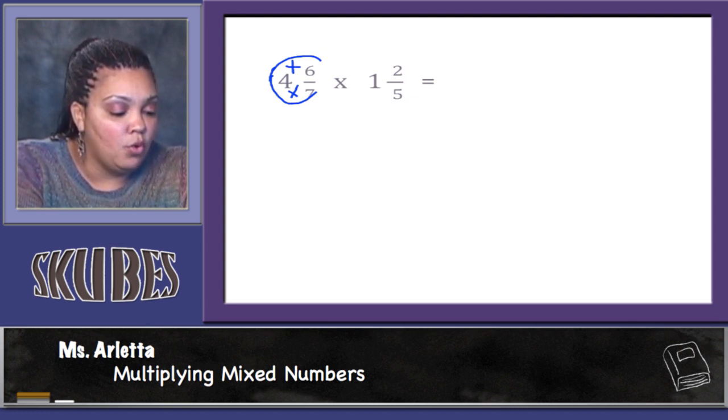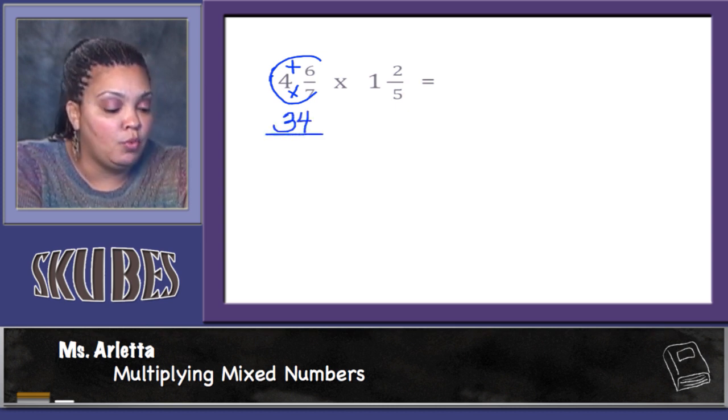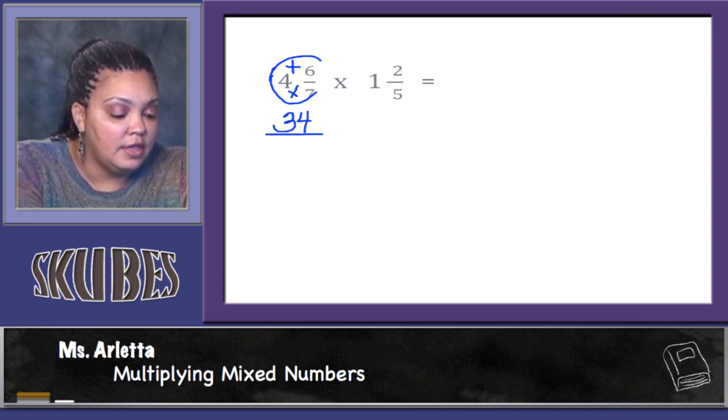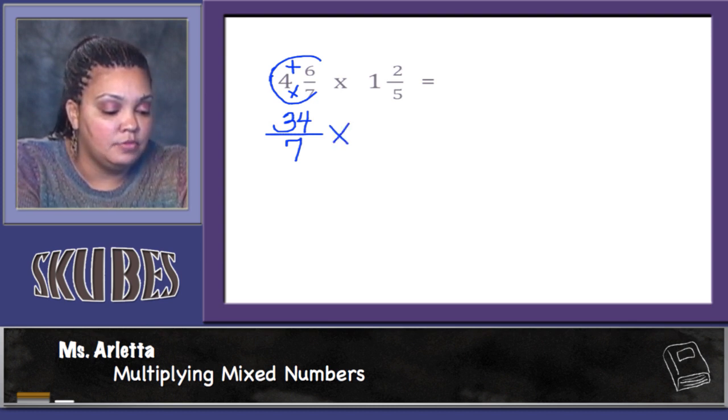7 times 4 is 28, and then that 28 you add to the 6. 28 plus 6 is 34. That gives you your top number, or your numerator. However, your bottom number, 7, your denominator, stays the same. And that will be multiplied times 1 2/5.